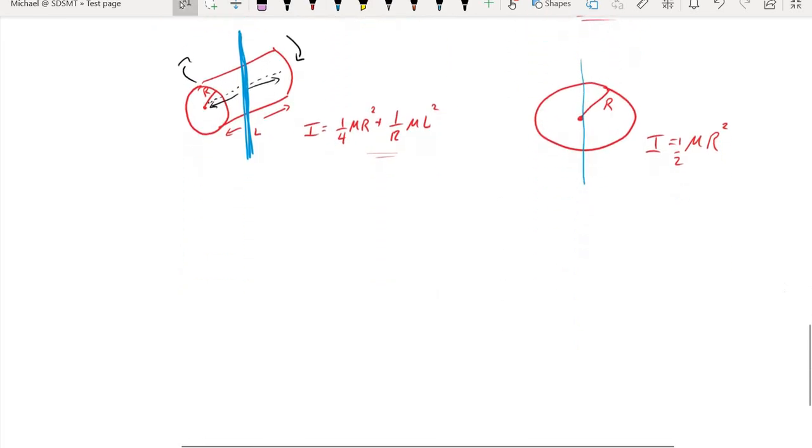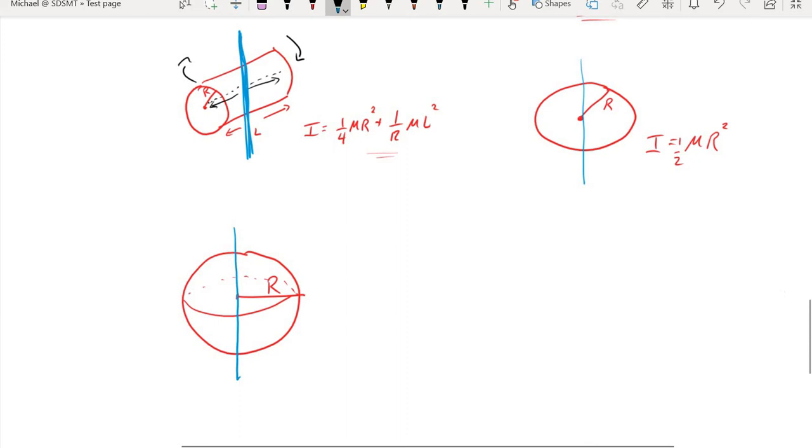Next, we'll try a sphere. And you might think, well, what's a sphere except a three-dimensional circle? So we have a sphere of radius r, and there's really not a whole lot of different ways that we can spin this sphere. The only thing that I'm going to insist upon is that we rotate through the center of mass of the sphere. And because of the geometry of the sphere, you can really put that axis of rotation anywhere you want.